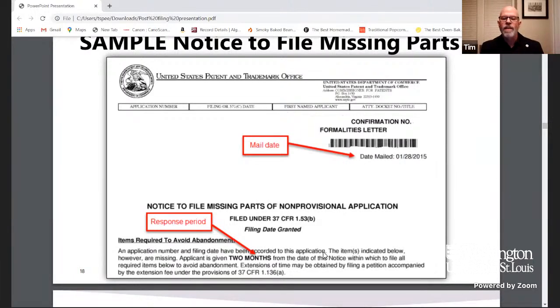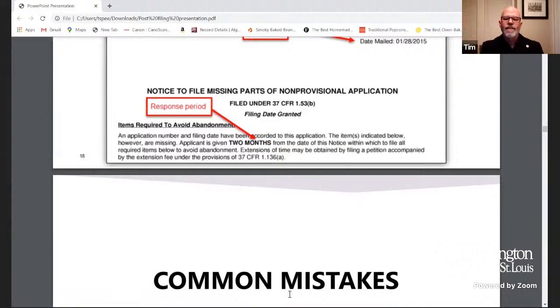And you need to really try to do that within that 2 months. If you don't do it within 2 months, you can still do it. There'll of course be an extra fee, and the longer you wait past that 2 months, the bigger that fee will be. But, you know, try to do it within the 2 months.